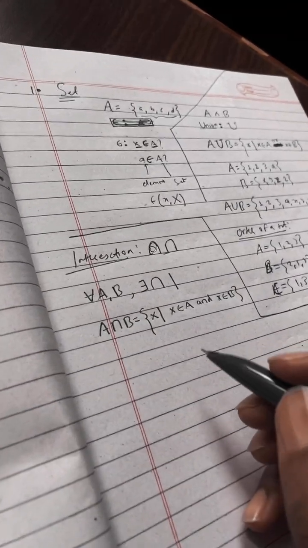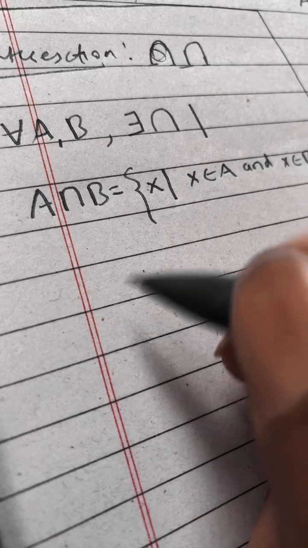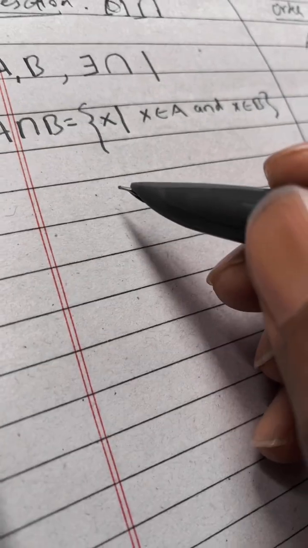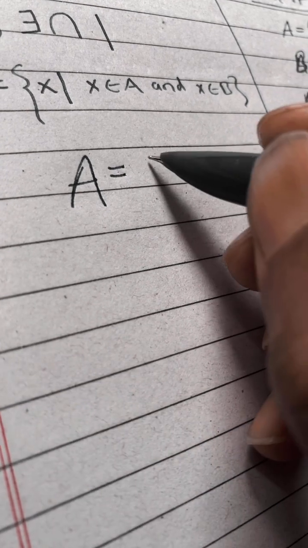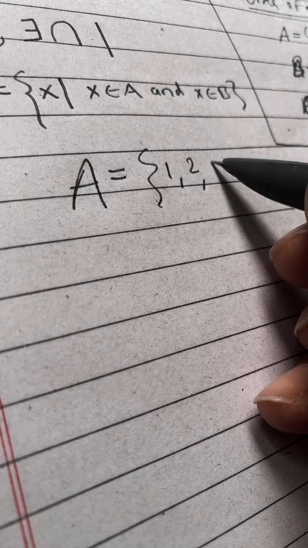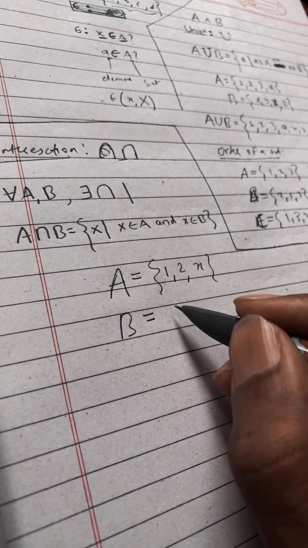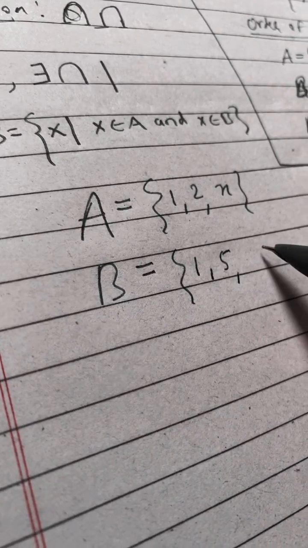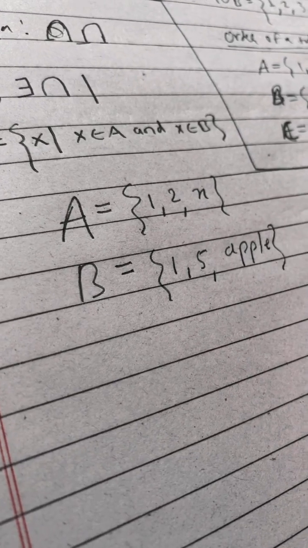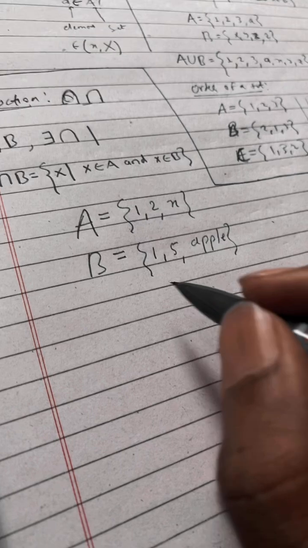Now we will do an example. Take a set A, and that set is equal to {1, 2, X}. And now we have another set B, and what should we take? Well, let's say {1, 5, apple}. That's a legitimate set. Now we are going to define the intersection.